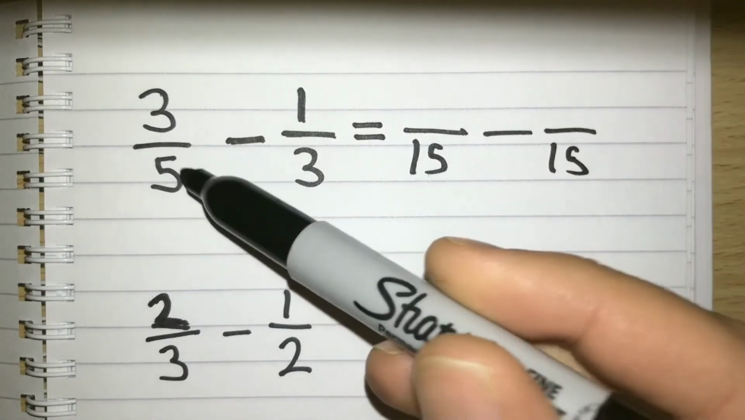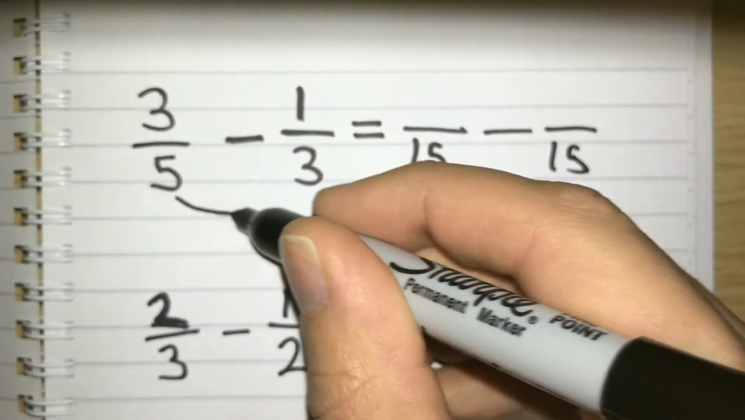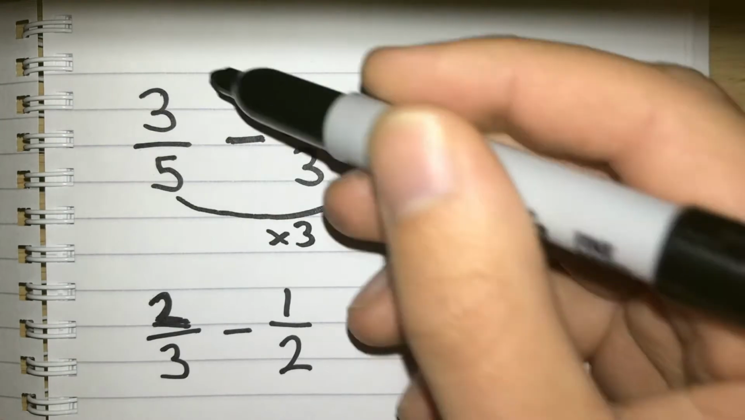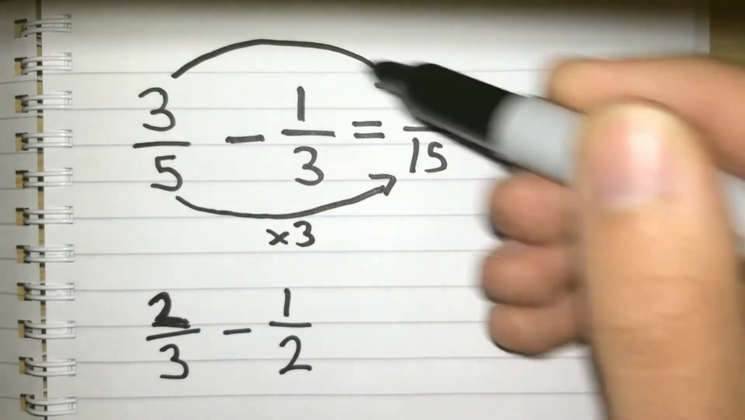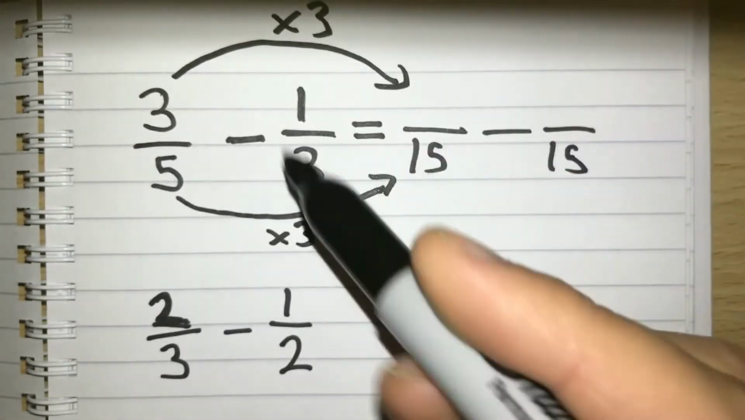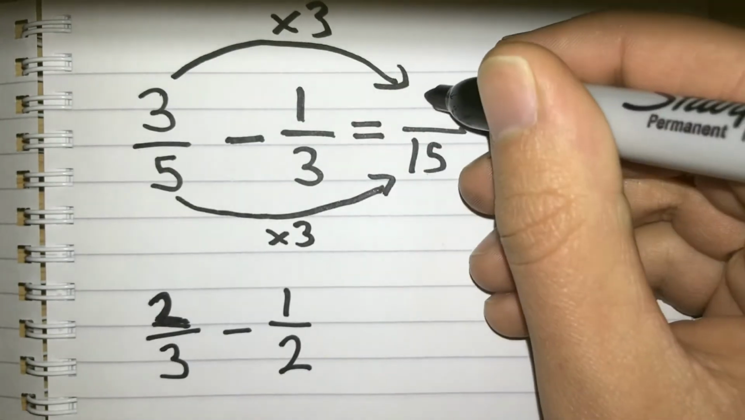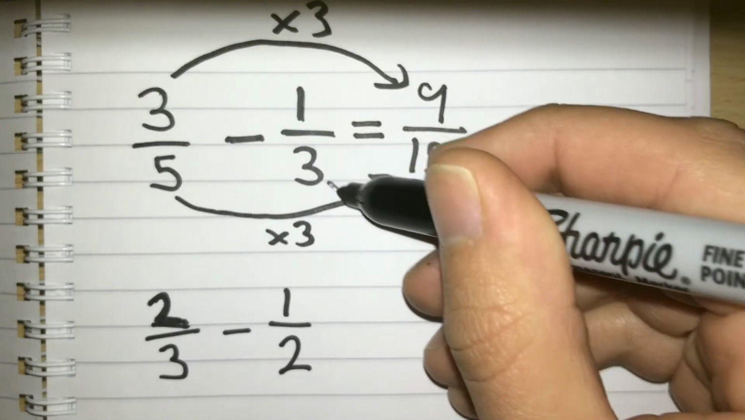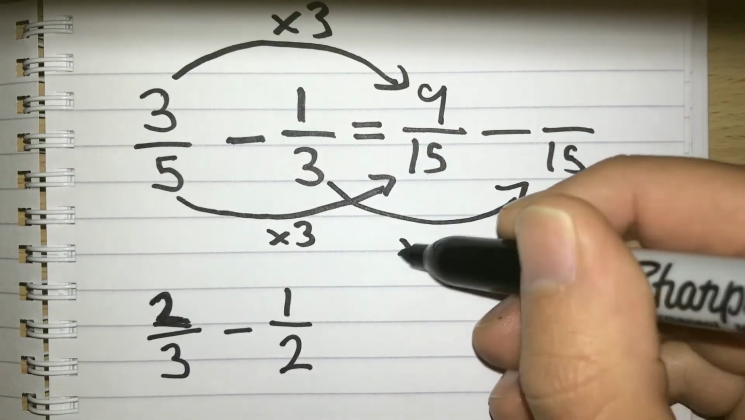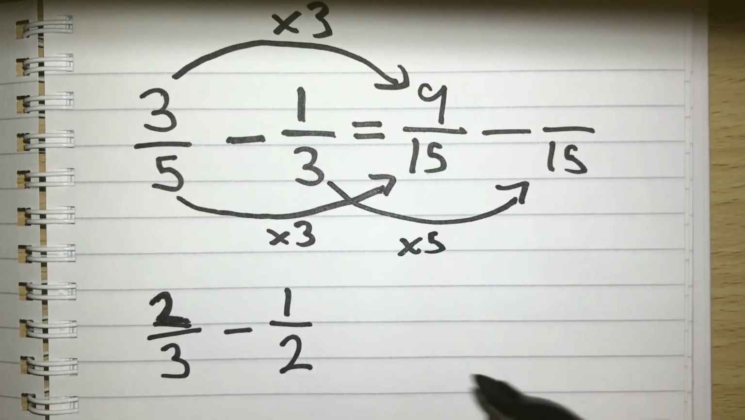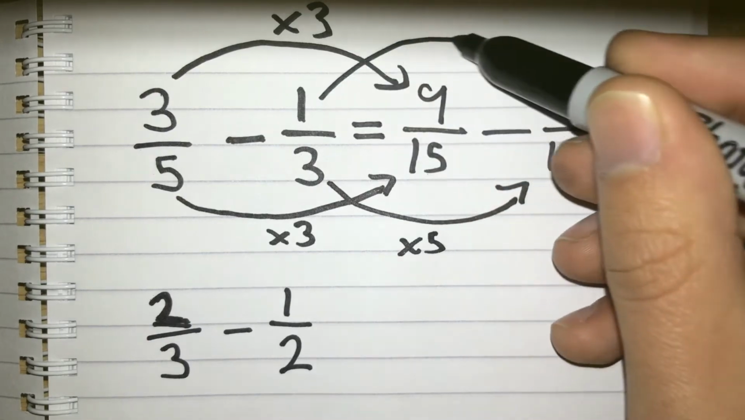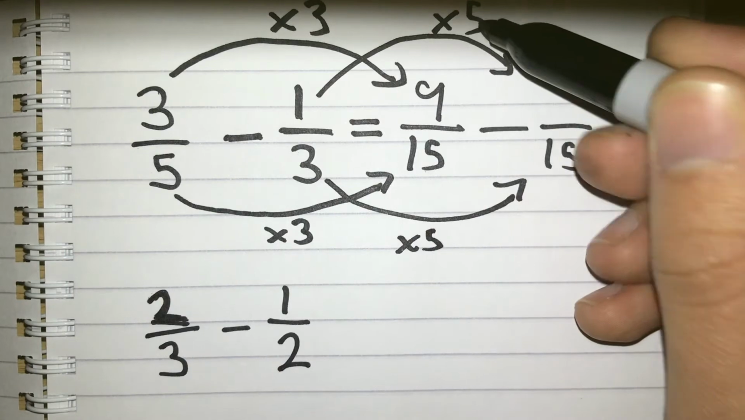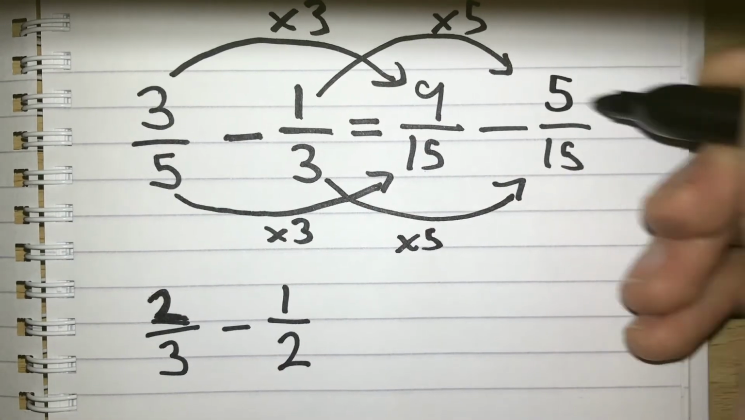So this first fraction, we've multiplied this denominator of 5 by 3 to get 15. So we need to do the same to the numerator. So 3 times 3 gives us 9. And in our second fraction, we've multiplied this 3 by 5 to get our denominator of 15. So again, we need to do the same to our numerator. 1 times 5 is going to give us 5.